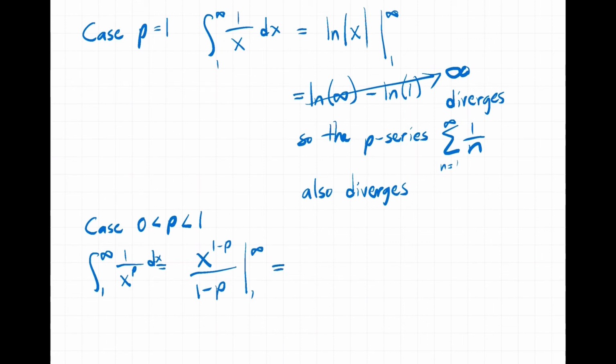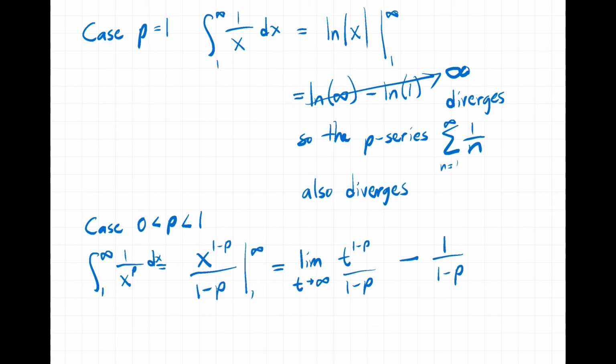This is going to be equal to the limit as t goes to infinity. I'm changing my variable to t now, just to keep things straight. I don't want to use x here. Of t to the power of 1 minus p over 1 minus p, minus, now I'll plug 1 in. Now 1 to the 1 minus p power, that's just 1. And that's over 1 minus p. So what's going on with this limit here?